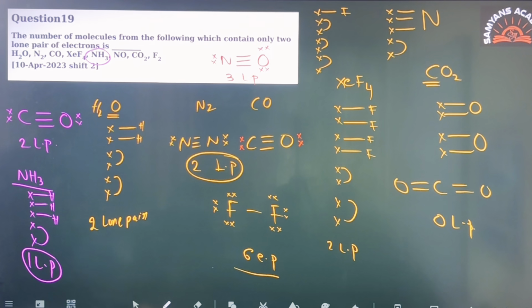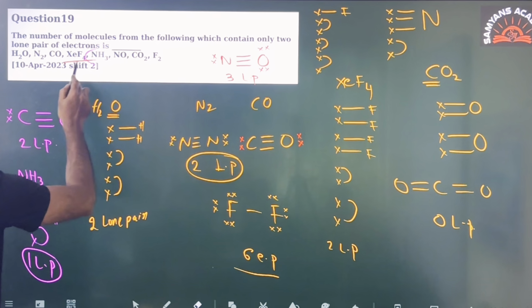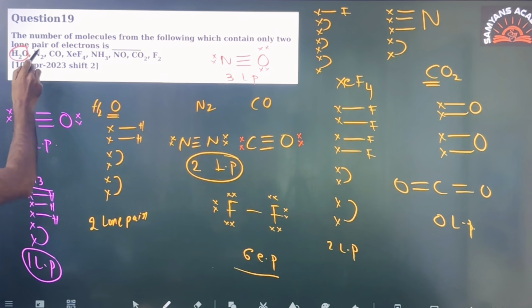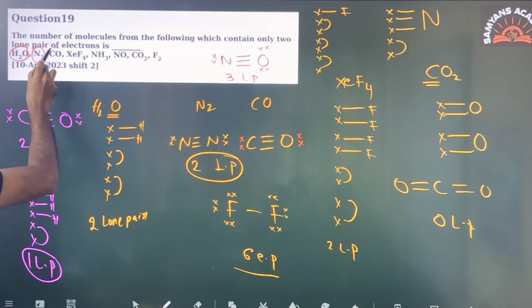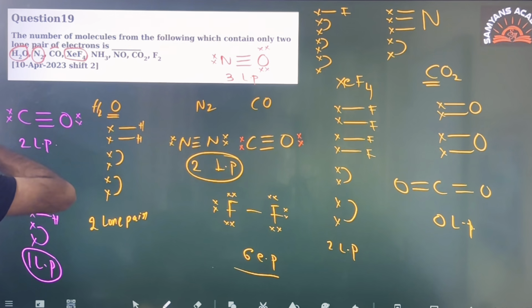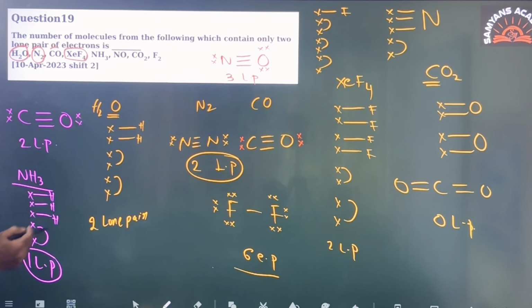Now, how many molecules are having two lone pairs? Now you tell. Yes, you see H2O is having two lone pairs. Nitrogen also has two lone pairs. Xenon tetrafluoride also has two lone pairs. And the next one is carbon dioxide. Nitric oxide, NO, has three lone pairs.